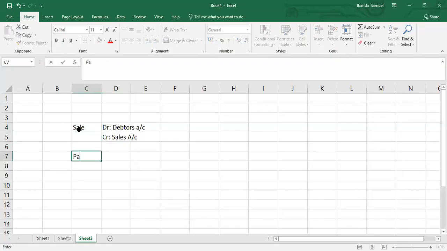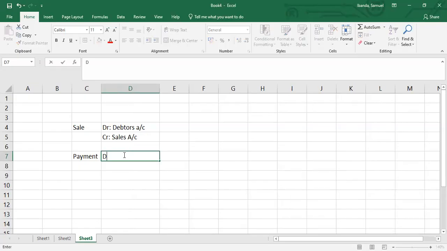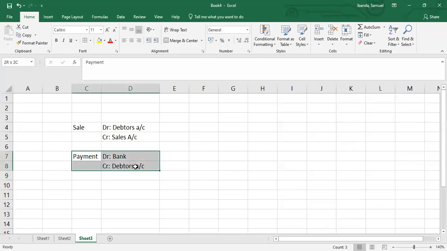Now, at the point of payment, if they are paying us through bank, we shall debit our bank and we shall credit our debtors account. At the point of payment, we don't bring in sales again because we already recognized them at the point of sale. We only bring in the debtors so that we adjust the amount we put here.